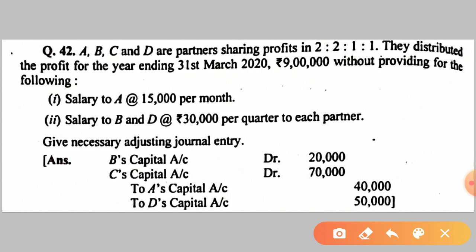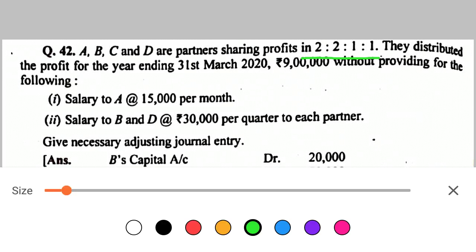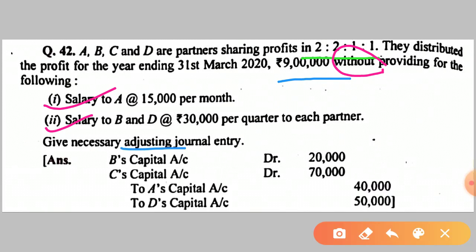A, B, C, and D are partners sharing profit in the ratio 2 is to 2 is to 1 is to 1, and they have already distributed the profit of 9 lakh without providing salary to A, B and D. That means the salary was not treated, and you have to pass an adjusting journal entry to make this transaction count. So how are we going to do it?